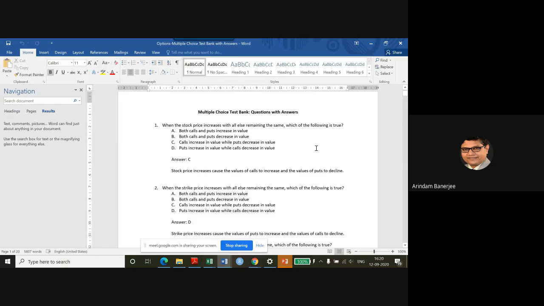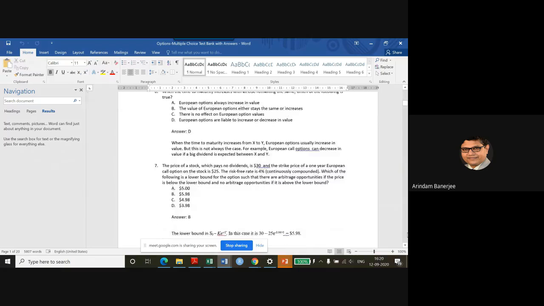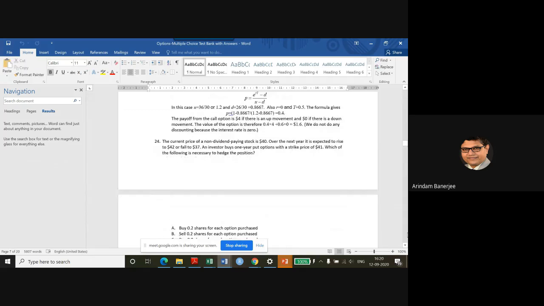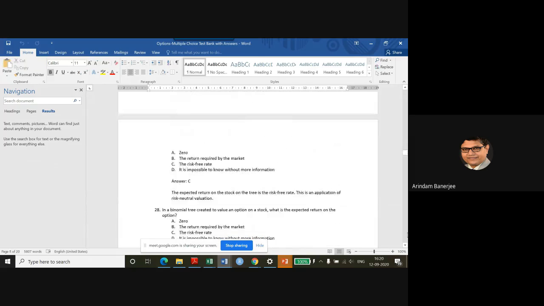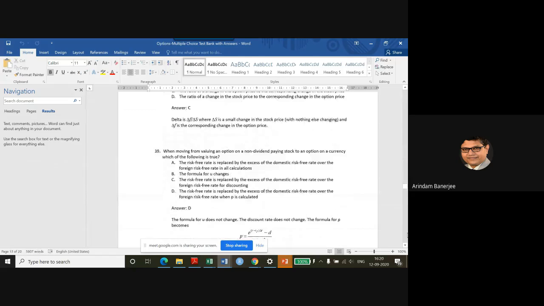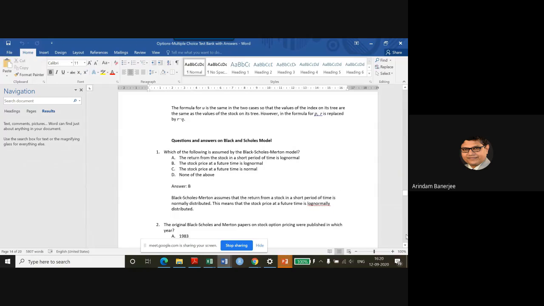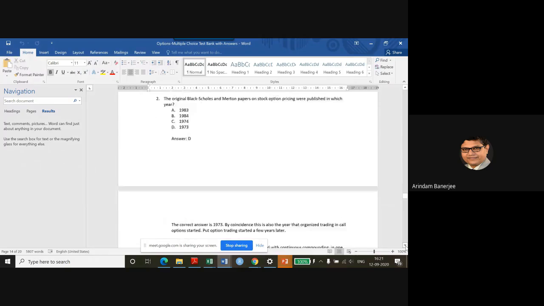These are simple theoretical questions, like what happens when the stock price increases. They are conceptual. We need not keep this formula in mind. Those types of questions where you need Excel or something, they won't provide. Basic conceptual questions are what they usually ask.